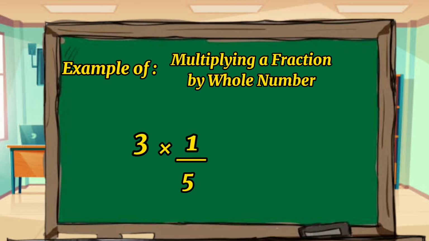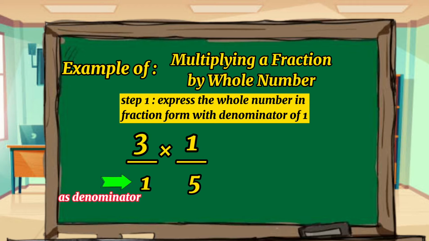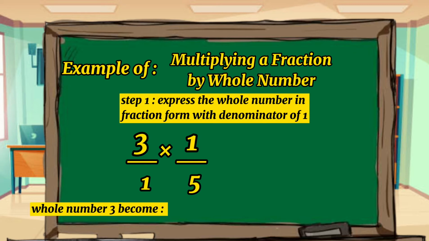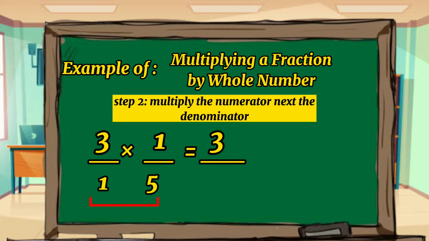3 times 1/5. Step 1, express the whole number as a fraction with a denominator of 1. The whole number is 3. Let's put 1 as the denominator of the whole number 3. Therefore, whole number 3 becomes 3/1. Let's multiply 3/1 times 1/5. 3 times 1 equals 3. 1 times 5 equals 5. Therefore, 3/1 times 1/5 equals 3/5.